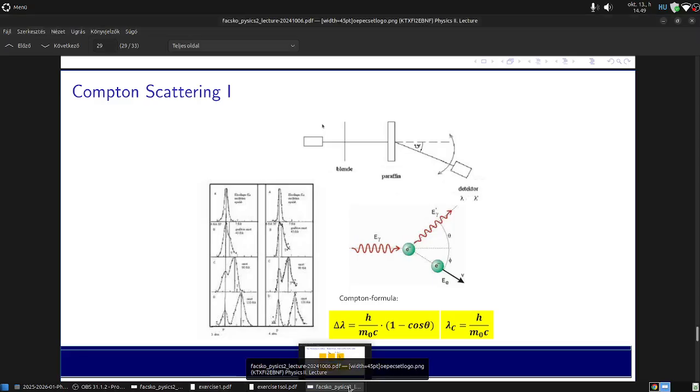And we have notes. The notes say the lambda change is given by this formula, where h is the Planck constant, m null here is the electron mass, c is the speed of light, and then here that's cos gamma.